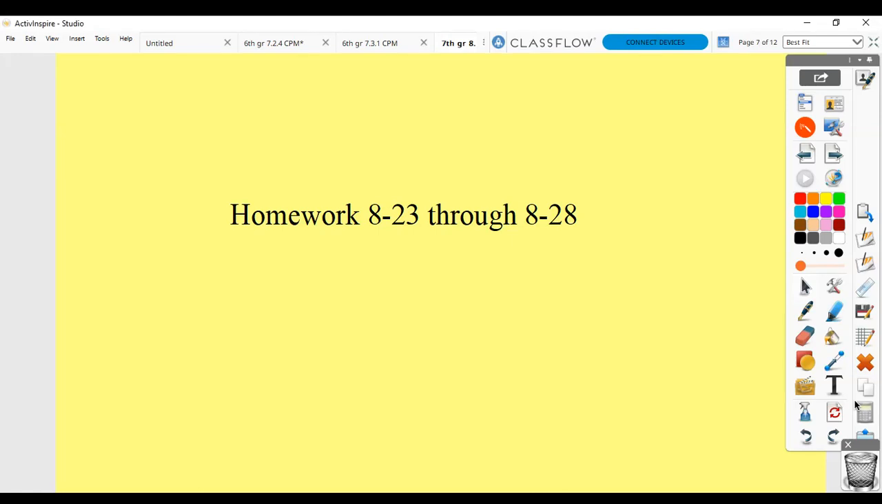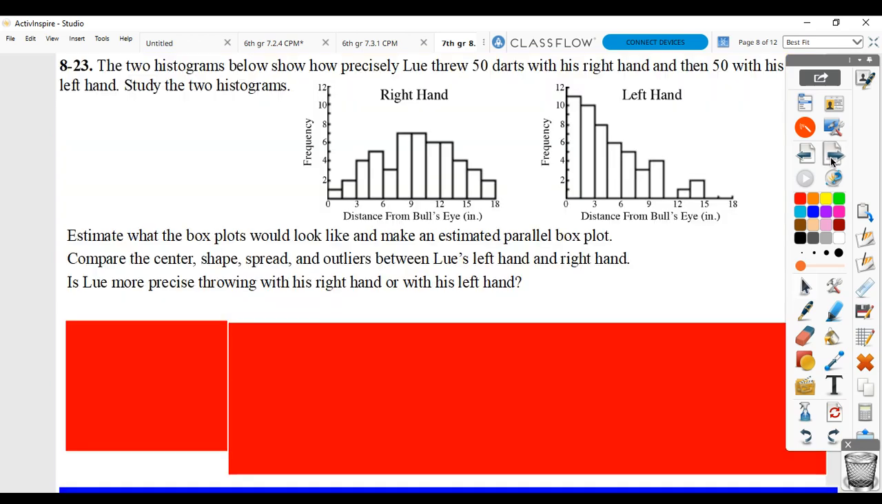This video is to allow you to correct the homework problems 823 through 828 from this section. So for 823, these are two histograms showing how precisely Lou threw 50 darts with his right hand and then 50 with his left hand.